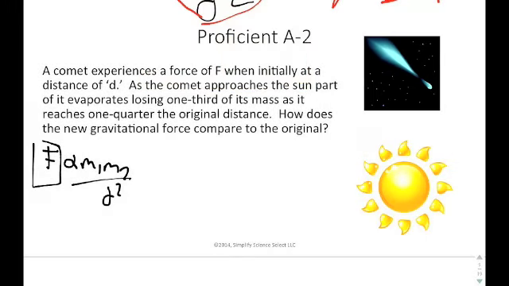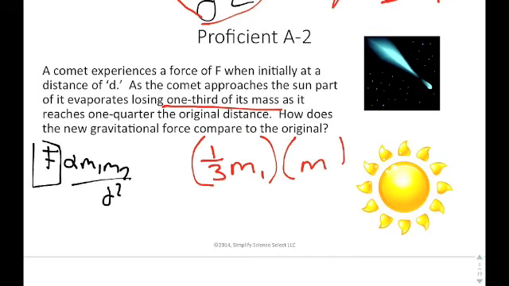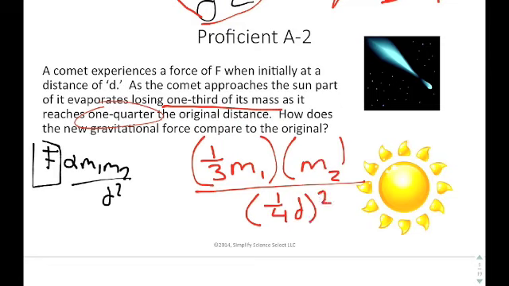When I look at the new situation, I would say, okay, I have 1/3 the original mass. So I'd write 1/3 m1. That represents the first mass. The second mass is the mass of the Sun. The mass of the Sun is not going to change as a comet gets close to it. So it's just going to be m2. The last thing we need to look at is the distance. It says it reaches 1/4 the original distance. So what that means is we have 1/4 d, and remember the squared goes on the outside.